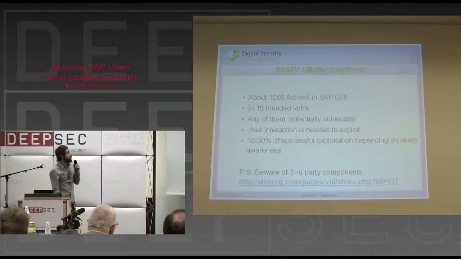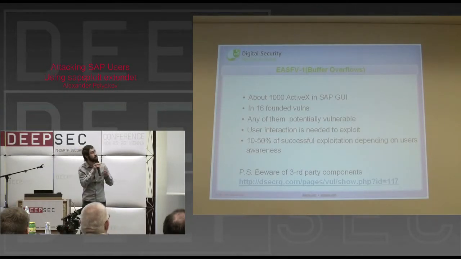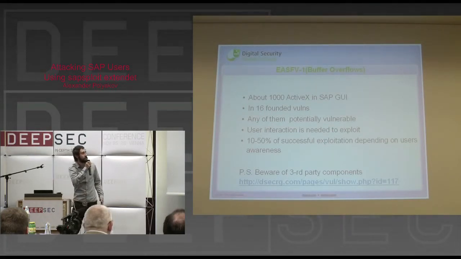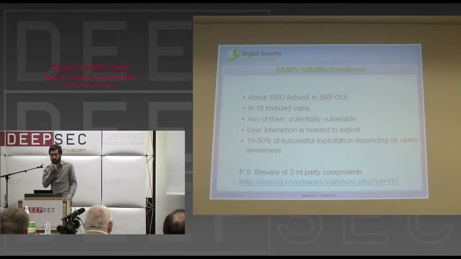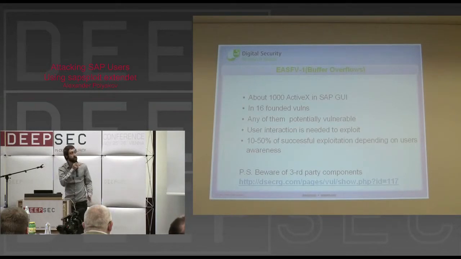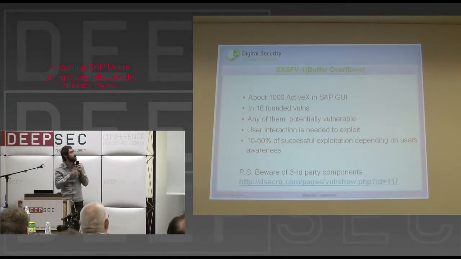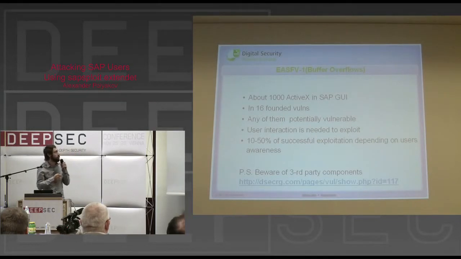The first is buffer overflow, but I mean it's not only buffer overflows. It's memory corruptions and format strings and integer overflows, etc. And the buffer overflows are mainly in the ActiveX components on the client side. The SAP GUI application has about 1,000 ActiveX controls, really, and 60 of them are vulnerable. So maybe others are vulnerable too.